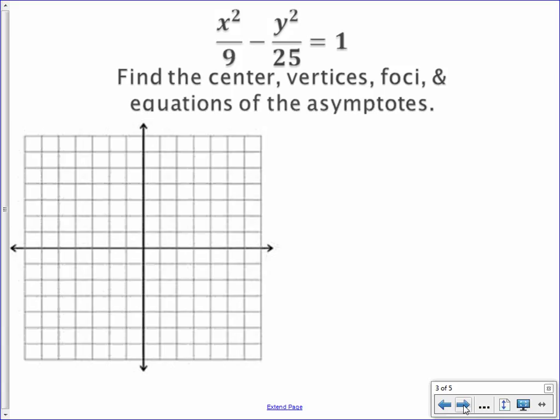If you decided that this is a horizontal hyperbola, you are correct. The x squared is the positive variable, and we're subtracting the y squared, and so this is going to be horizontal. I know that 25 is a bigger denominator, but that does not matter in a hyperbola. What matters is who is positive. So this is a horizontal hyperbola.